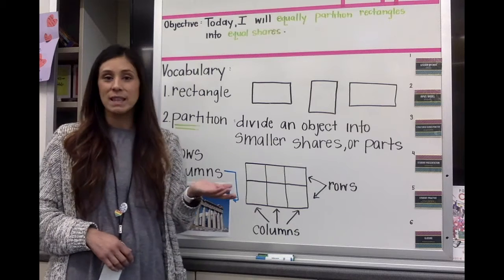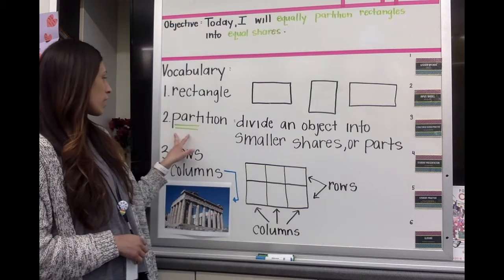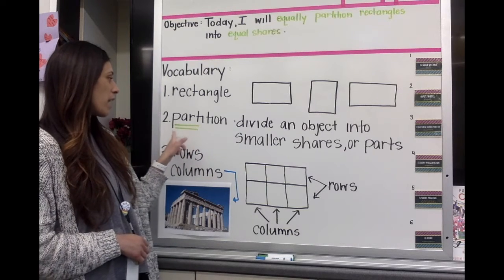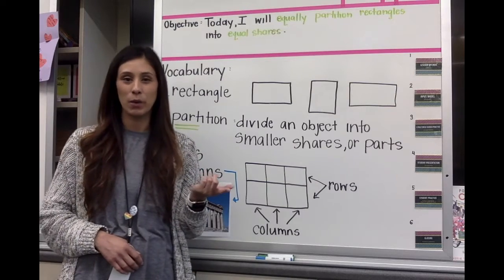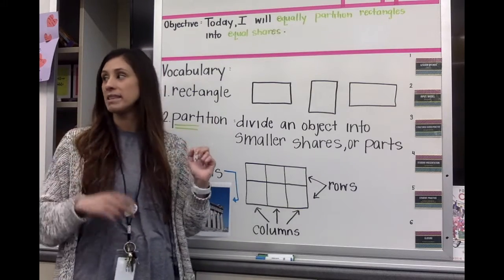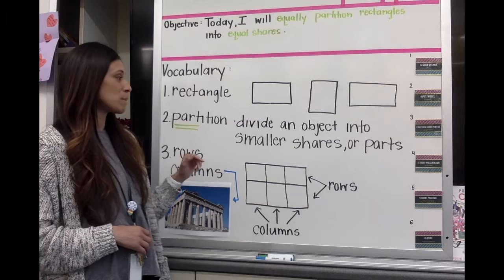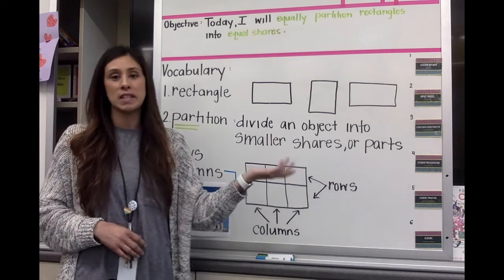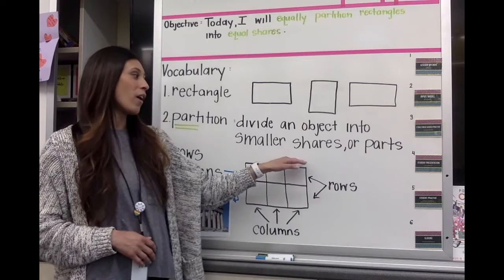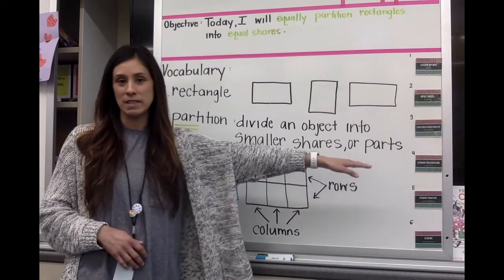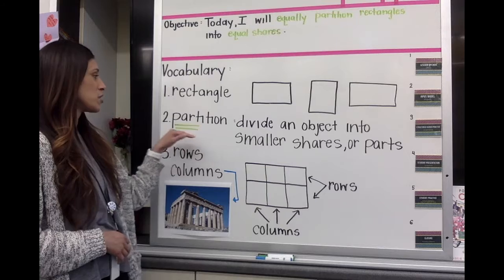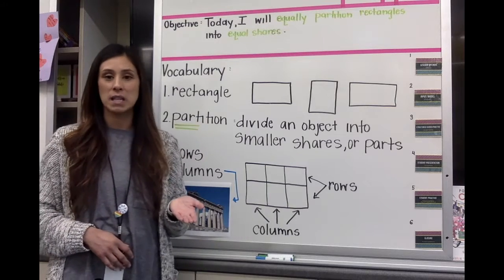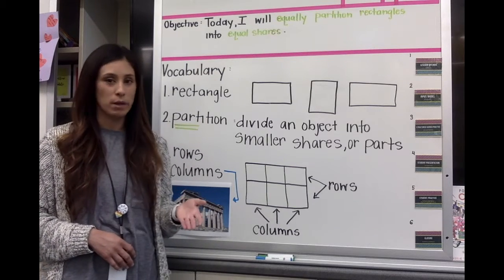Partition is just a fancy math word that has that chunk part in it, so we have that underlined because it gives us a clue about what the word partition means. So the word partition just means to divide an object into smaller shares, which is another fancy math word, and all that word means is parts, okay? So partitioning just means dividing an object into smaller shares or smaller parts.